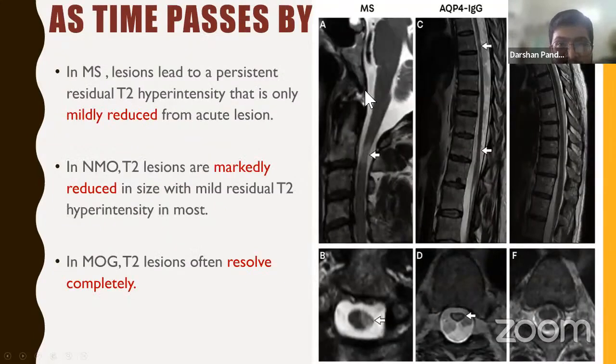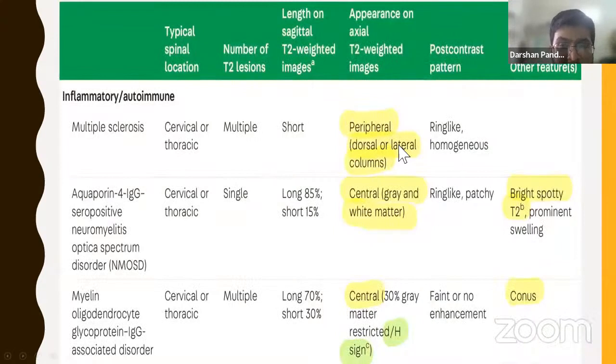As time passes, in MS the lesion hyperintensity is mildly reduced, whereas in NMO it is markedly reduced, and in MOG the lesion resolves almost completely. This is a summary of that. MS has peripheral, dorsal, or lateral column lesions. In NMO, there is central gray plus white matter involvement, the spotty sign, and in MOG, the H sign and conus involvement.